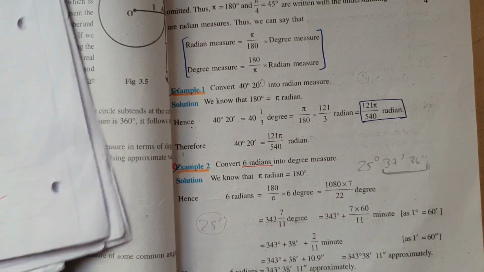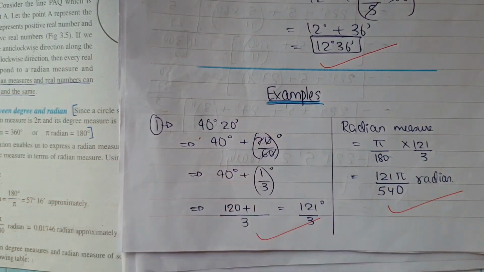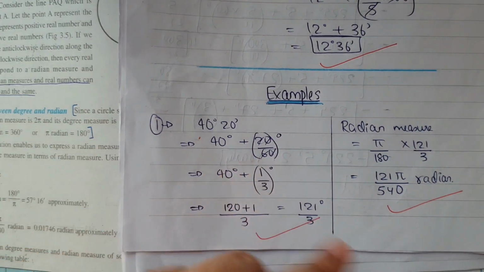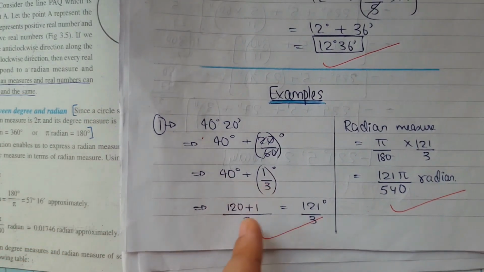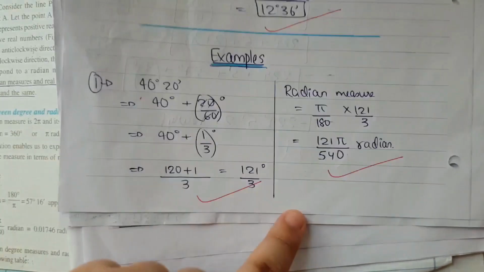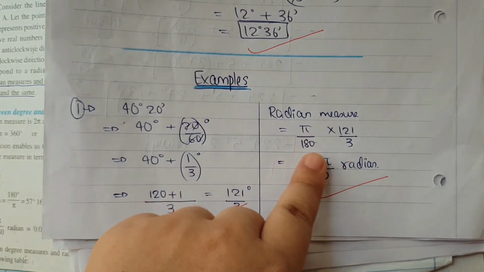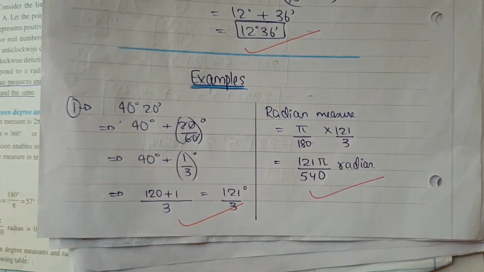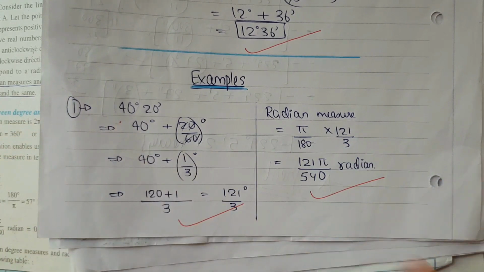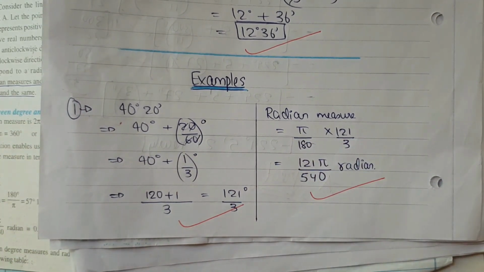Now how to do it? Divide by 60, as you can see here. 40 plus 20 by 60 degrees, giving you this one. Make it LCM, you get 121 by 3 degrees. Now convert it into radian form, because now it's in proper degree form. Everything's in degree form. I convert into radian, because the formula is pi by 180 into the degree measure, so pi by 180 into 121 by 3. You can keep the pi as it is. No need to solve for this one, and that's the answer.